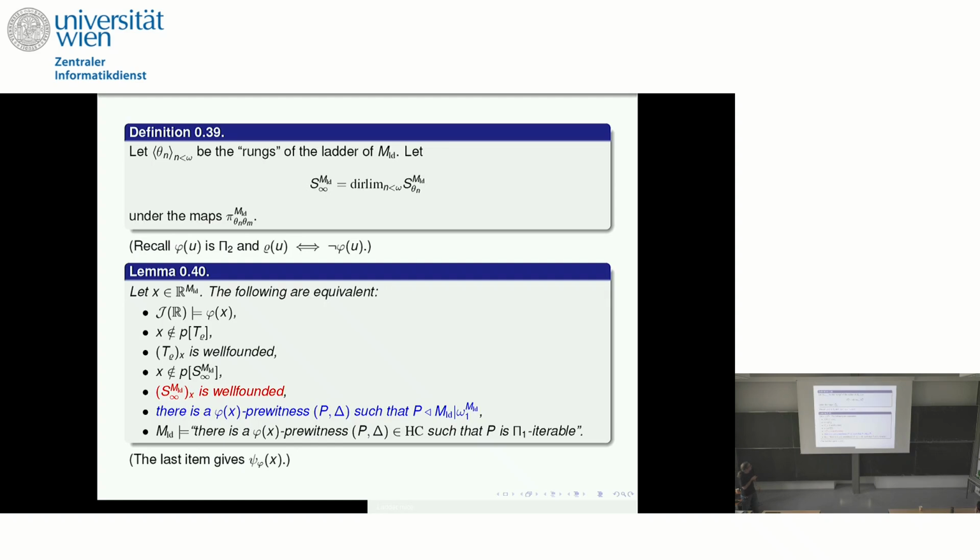Okay. So the key lemma is this: if I have a real in M ladder, then these things are equivalent, that JR satisfies phi, the pi 2 formula here. We know that this is equivalent to not being in the projection and so forth. But that's equivalent to X is not in the projection of M ladder's S infinity here. So there's just this small version of the tree that's good enough to compute the truth for these reals. And that's equivalent to there being a phi X pre-witness, which is a segment of M ladder. That thing then is expressed in the right sort of fashion, the sigma 2 over JR.